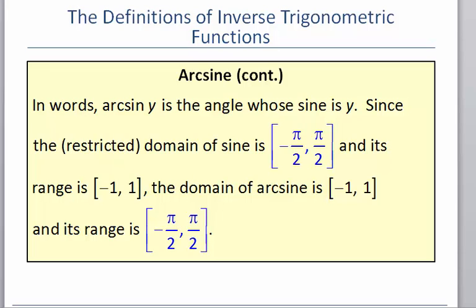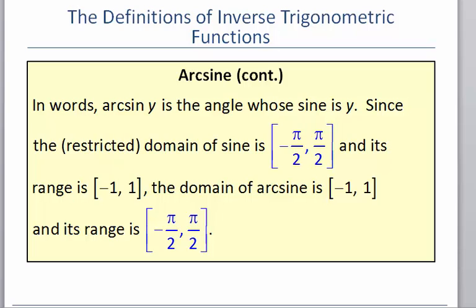So that is why we're seeing the domain of the original function being -π/2 to π/2, and that becoming the range of the inverse. And the same would apply for the -1 to 1. When we get through these functions, we're going to summarize at the end, so we'll have the basic pieces of information that we need in order to work the problems.